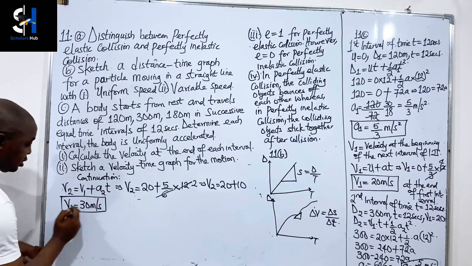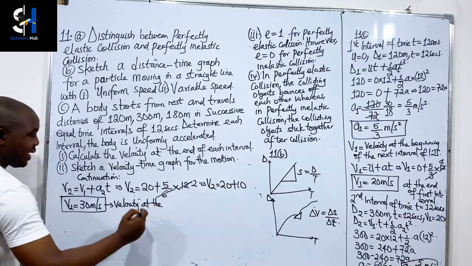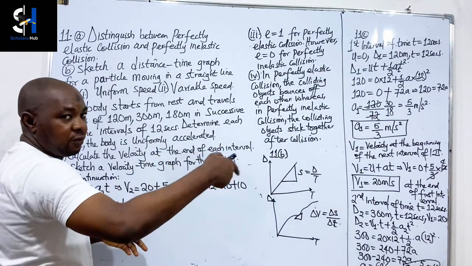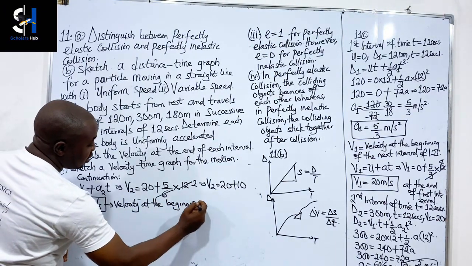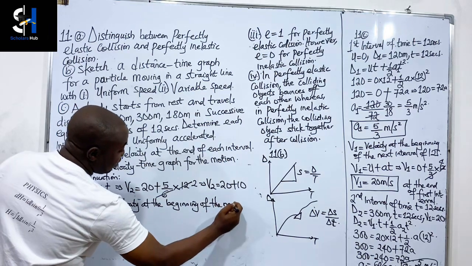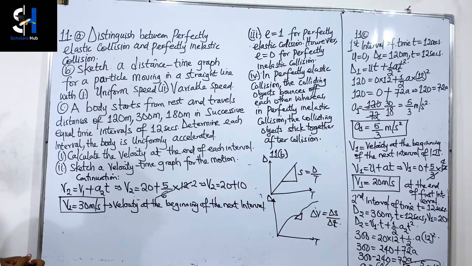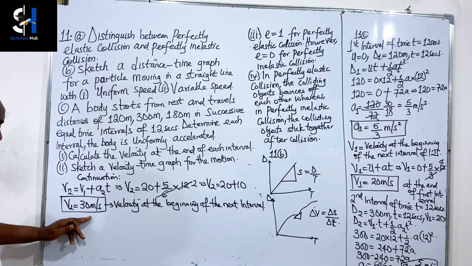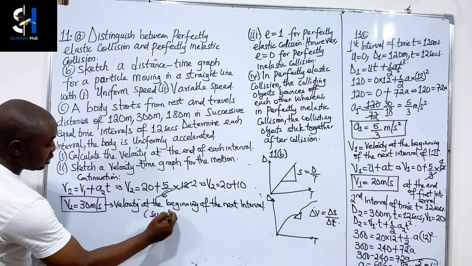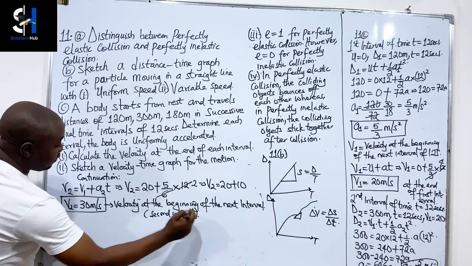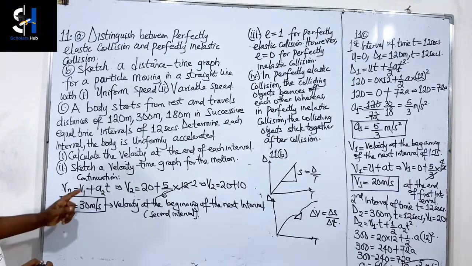So this is the velocity at the end of the second interval of 12 seconds, which is now the velocity at the beginning of the next interval. So that's 30 meters per second. Okay, so this is the second interval, because we are asked to determine the velocity at each interval. So this is the second answer, the second velocity. So now let's calculate v3.